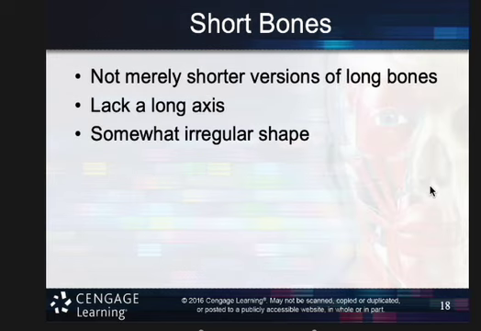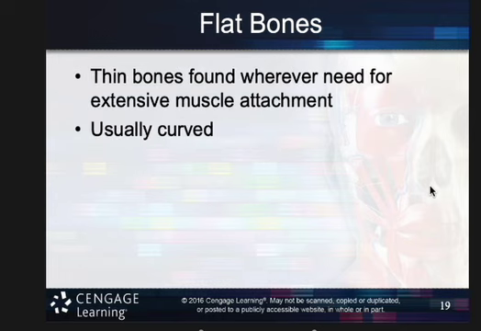Short bones are not merely shorter versions of long bones. They don't have a long axis and they have an irregular shape. Carpals and tarsals are examples, while flat bones are thin bones that are found wherever the need for extensive muscle attachment is present. They usually have some curvature to them. Again, examples: the sternum, the bones of the cranium, the scapula are just a few examples.